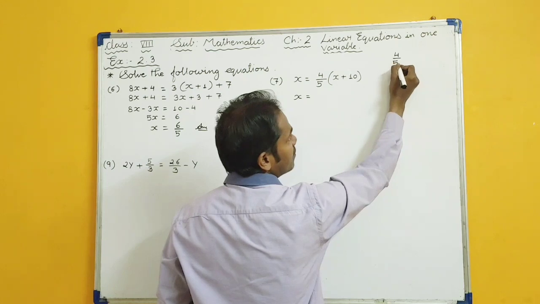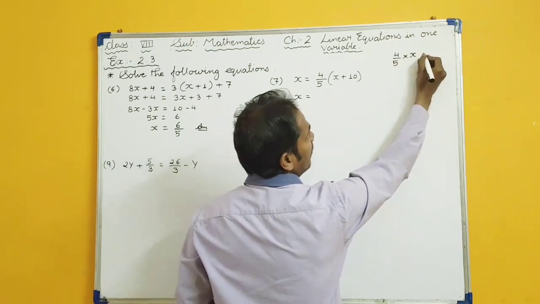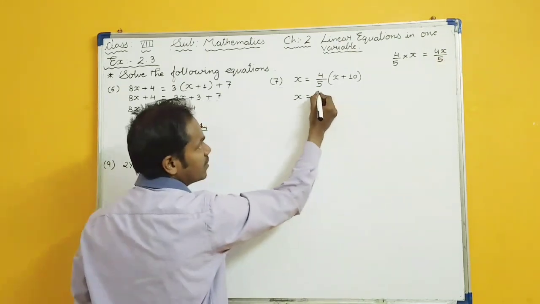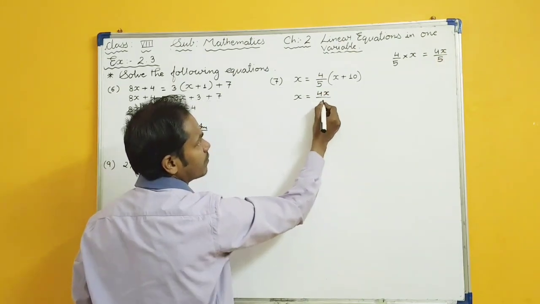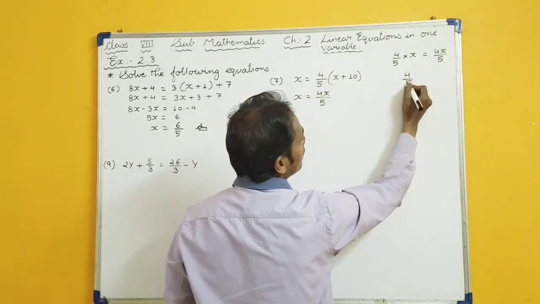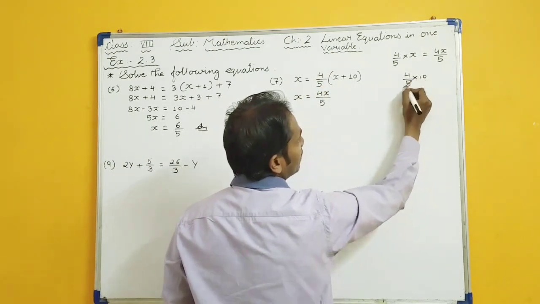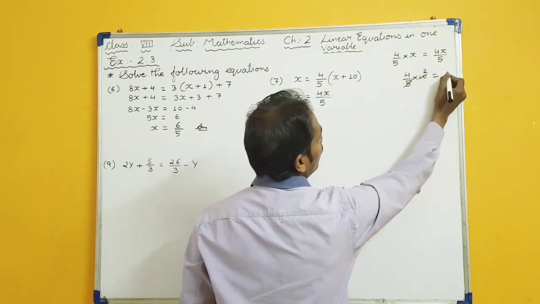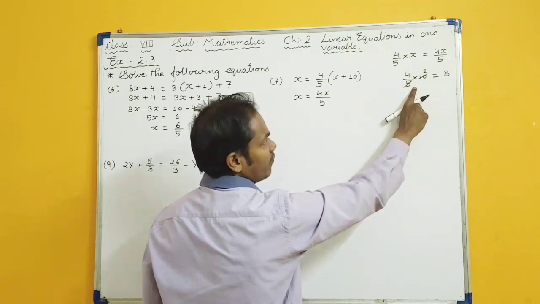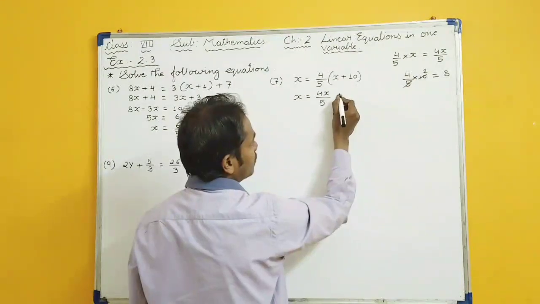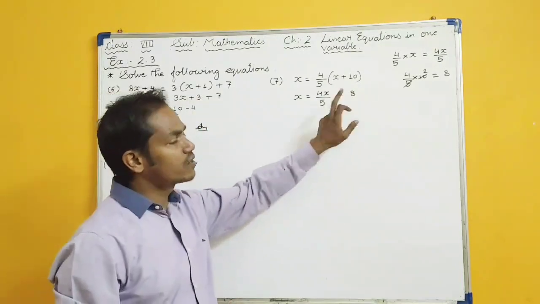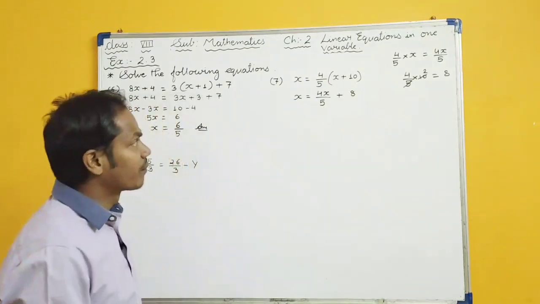You can check like this. 4 upon 5 multiplied by x will give you 4x upon 5. So here 4x upon 5. Again 4 upon 5 multiplied by 10. So 5 2's are 10, 4 2's are 8. You can write 40 upon 5 also. You can write 8 also. Plus 8. Now this question you will solve by taking LCM.